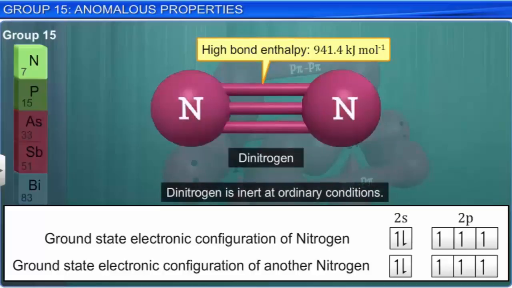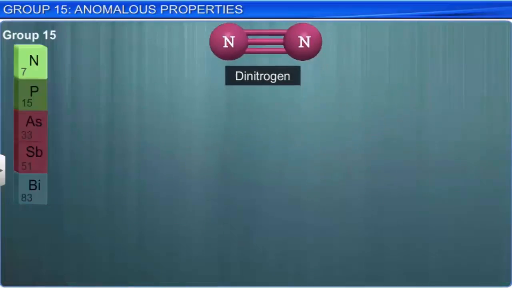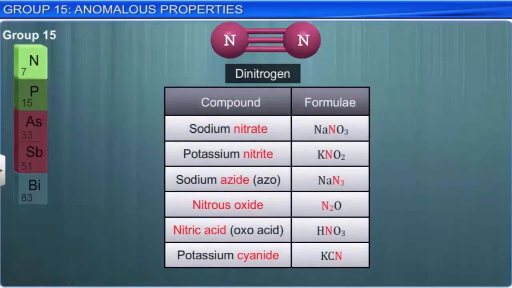For the same reason, it forms several compounds, such as nitrates, nitrites, azo and diazo compounds, oxides, oxoacids and cyanides. You know that in these compounds, nitrogen shows varied oxidation states.